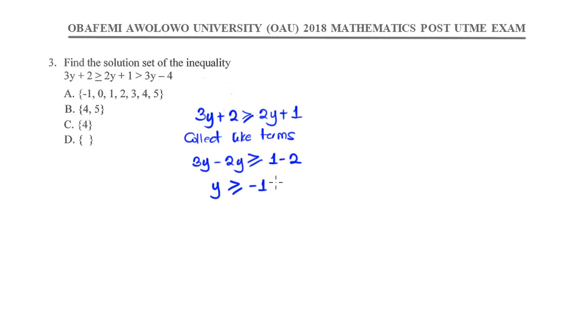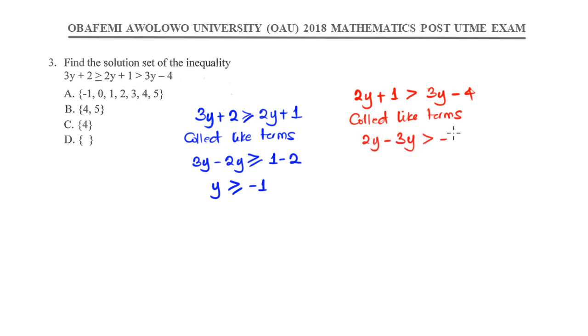This is quite easy. We have that. So the other one, let me take my red ink, 2y plus 1 is greater than 3y minus 4. In the same way, we're also going to collect like terms, put y on the left-hand side, and the constant on the right-hand side. So we are going to have 2y minus 3y is greater than minus 4. When 1 moves to the other side, it will be minus 1. So this will be minus y is greater than minus 5.